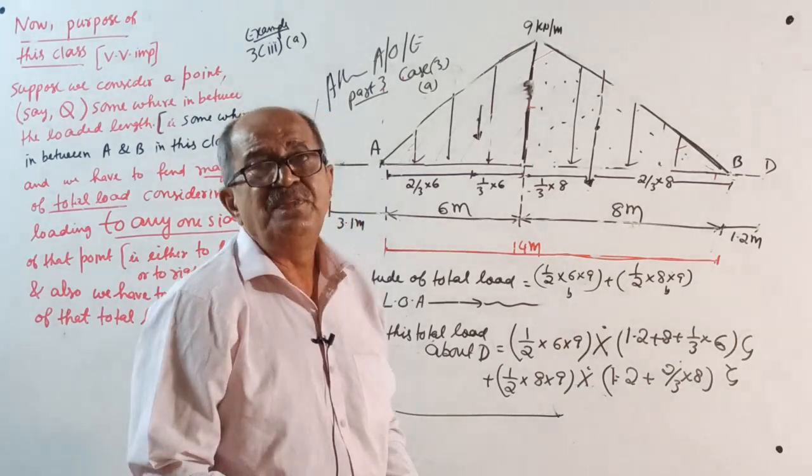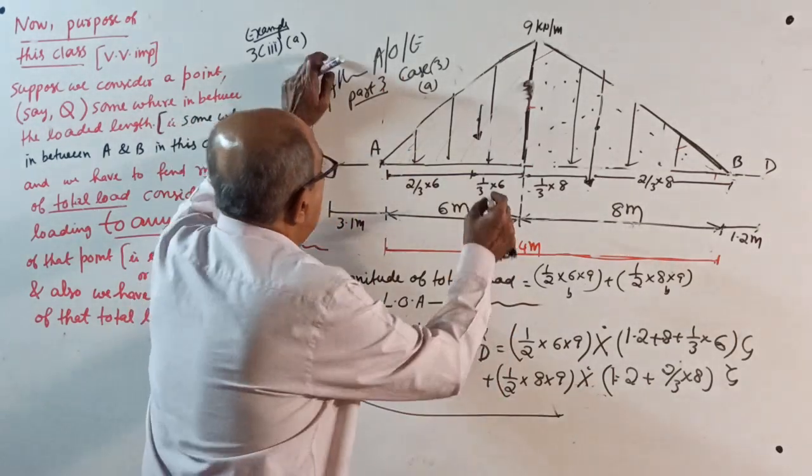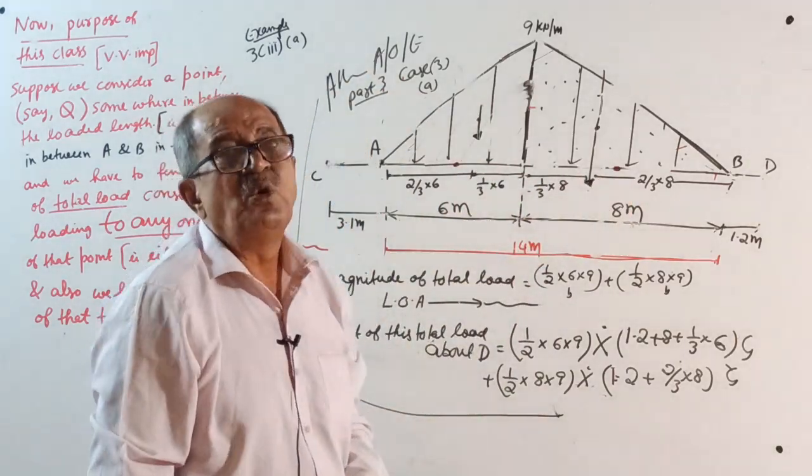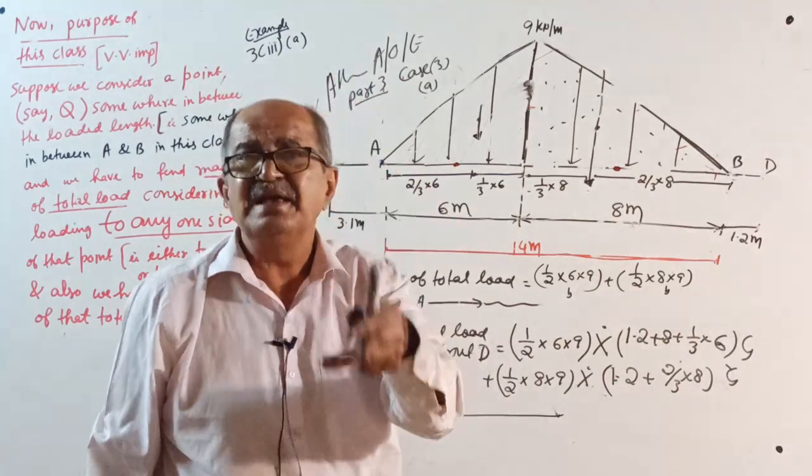Now I will do one thing. 2 points I will take. 1 point Q1 here, 1 point Q2 here. It is already over last time. I will once again explain.